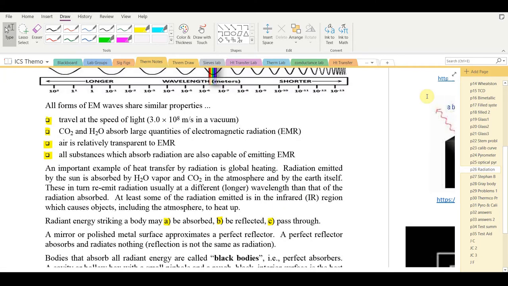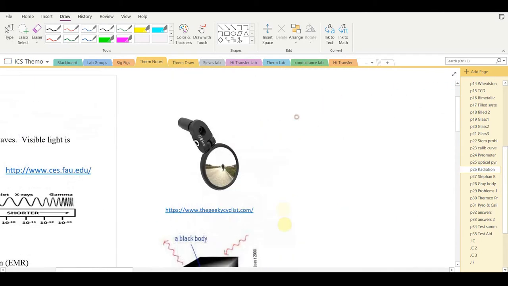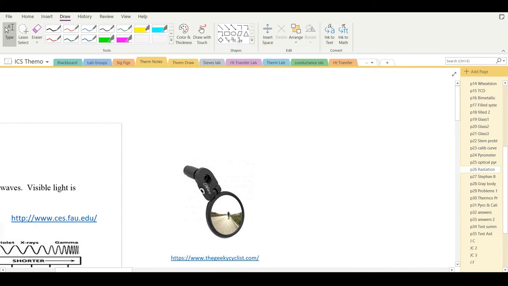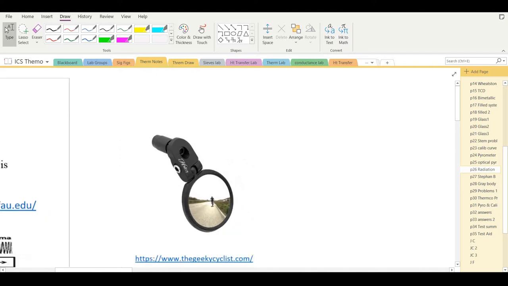So it might be best if I just show you some photographs or images as I explain this page to you. Radiant energy striking a body may be absorbed or reflected or passed through. So a mirror, like you see here, or a polished metal surface approximates a perfect reflector. Now, a perfect reflector absorbs and radiates nothing. Reflection is not the same as radiation.